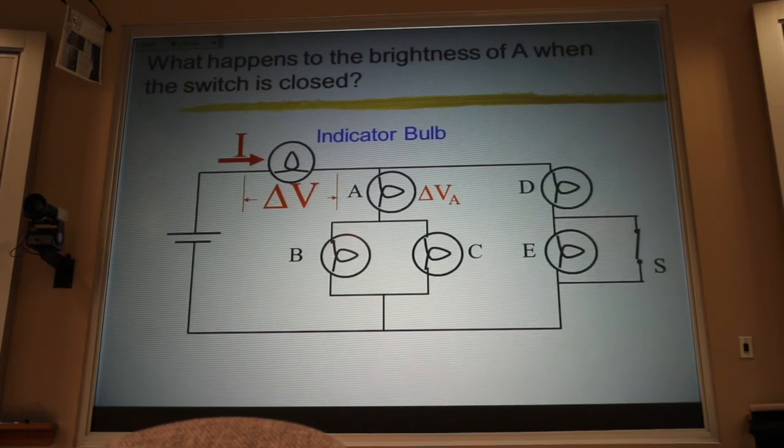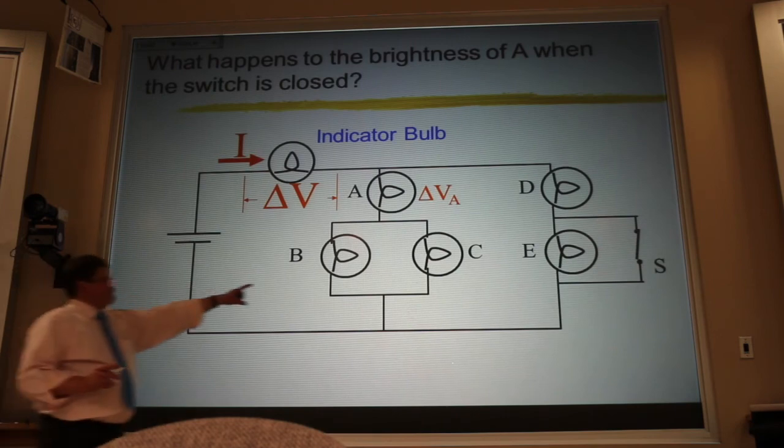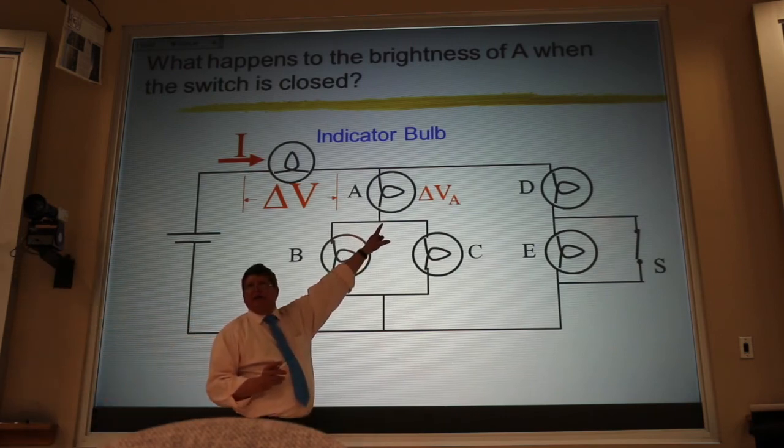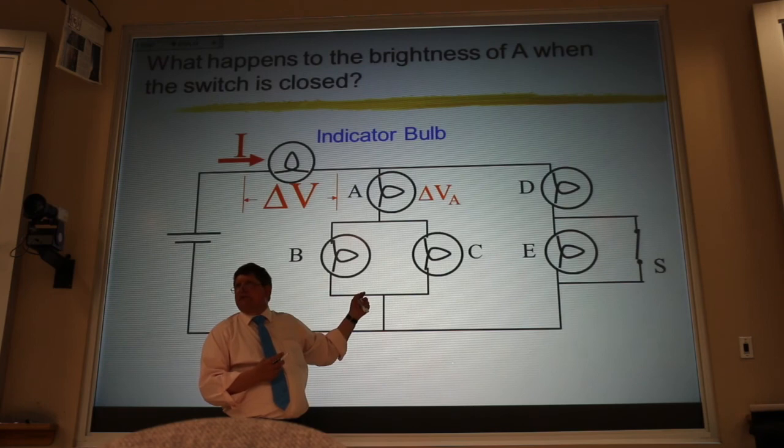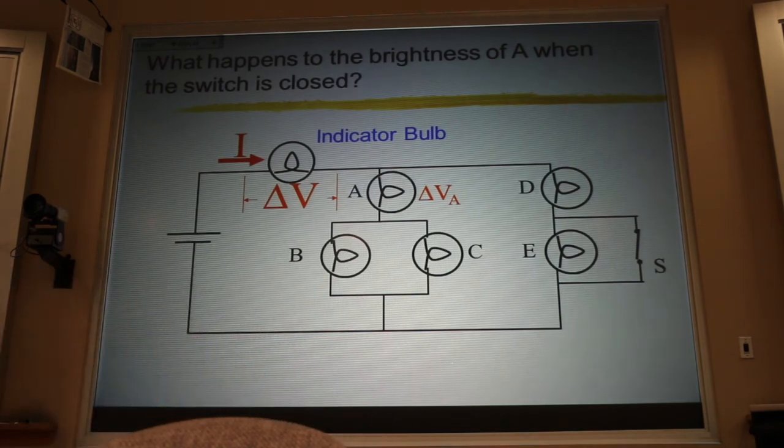Now, that means that A and B have to get dimmer. Well, couldn't A get dimmer and B get brighter, or B get dimmer and A get brighter? No, because B is always going to get half the current through A. Whatever A does, B's going to do the same. If A gets dimmer, B gets dimmer. If A gets brighter, B gets brighter. So these two have to go the same direction.